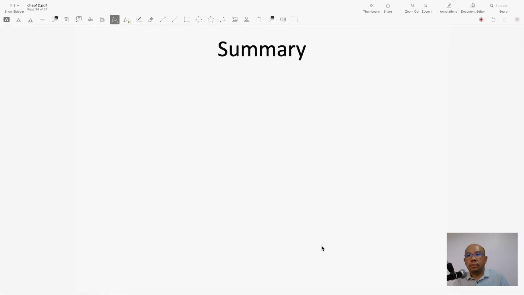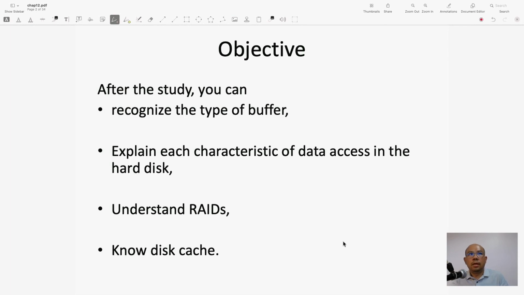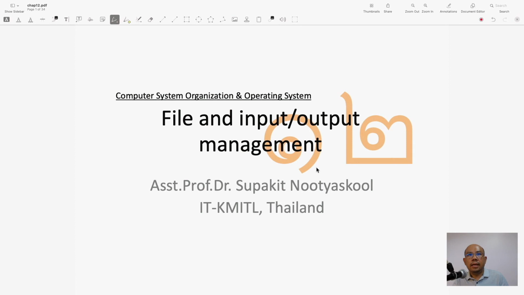Okay, now I will conclude. In this chapter, I think you understand about the buffer, and also you understand about data access on the hard disk: first in first out, shortest service time first, SCAN and C-SCAN. And I think you can explain the types of RAID, and also you know about the disk.